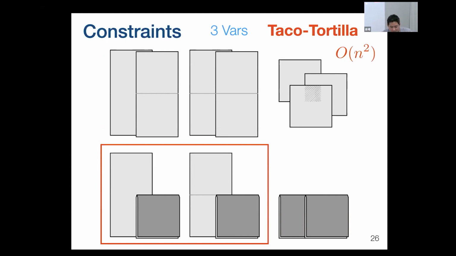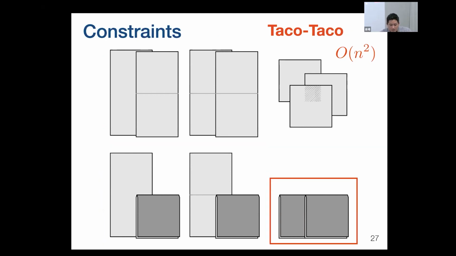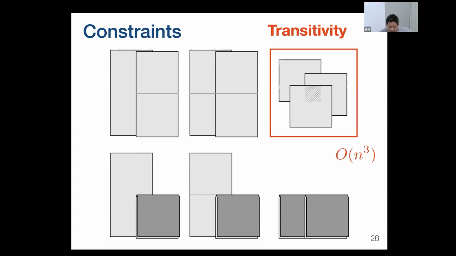There's just a constant number of them. For taco, we have, again, a quadratic number of constraints. We can compute those. This is the more complicated one in terms of the number of variables that it constrains. There are 6 variables that are constrained here. But then there's what I like to call a transitivity constraint.